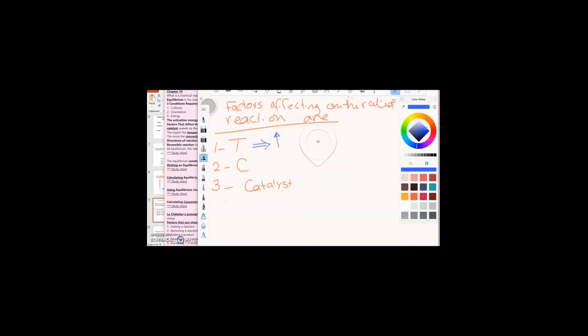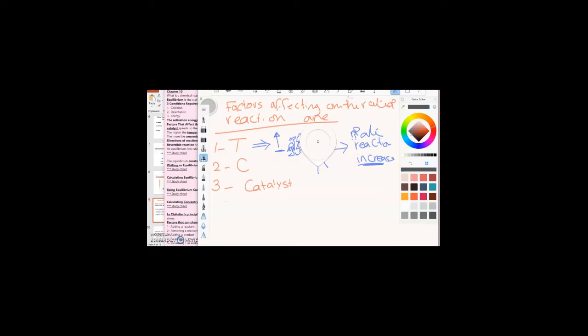When you increase the temperature, what happens is the reactants will start actually having more energy. And when they have more energy, they will bump into each other more. And then the reaction will keep going faster, and then the rate will increase. Rate of reaction increase. So increasing the temperature will increase the rate of the reaction. Decreasing the temperature will decrease the rate of the reaction, and so on.